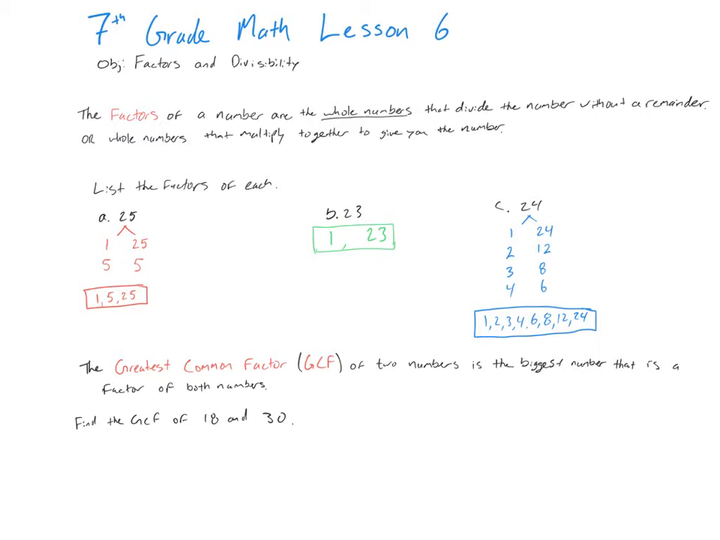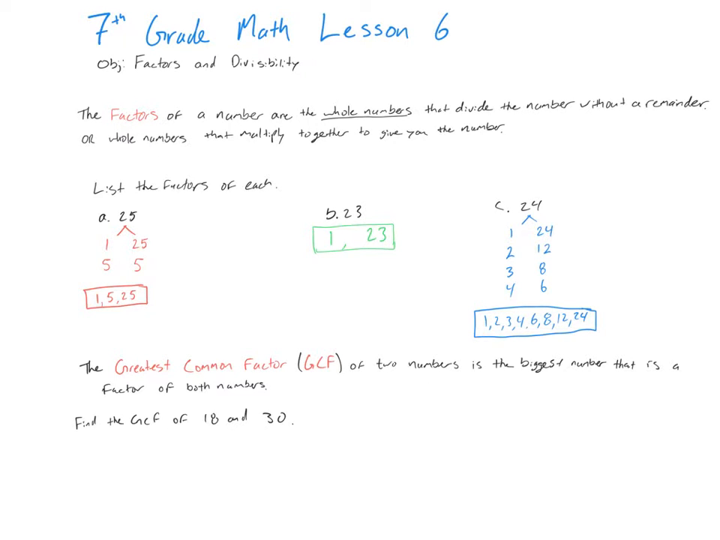Now that we kind of understand what factors are, let's talk about greatest common factors. And really, if you just look at the name, greatest means biggest or largest. Common means something that both people have in common, or in this case numbers, something that both numbers have in common. And then factors. We already talked about factors up here. So just think about two numbers, you list all their factors. The biggest one that they both have is the GCF, the greatest common factor.